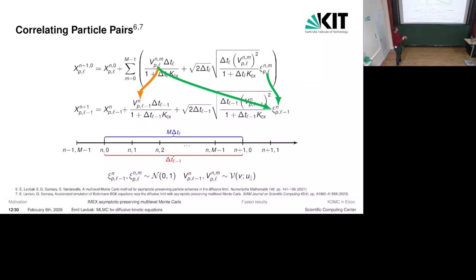So in somehow the extreme case, in the fine simulation, this isn't doing so much, this is doing most of the work. Vice versa, in the coarse simulation, this is doing less work and this is doing more work. So if you want to get a good correlation, you somehow have to bring information from here to here to make the coupling good.